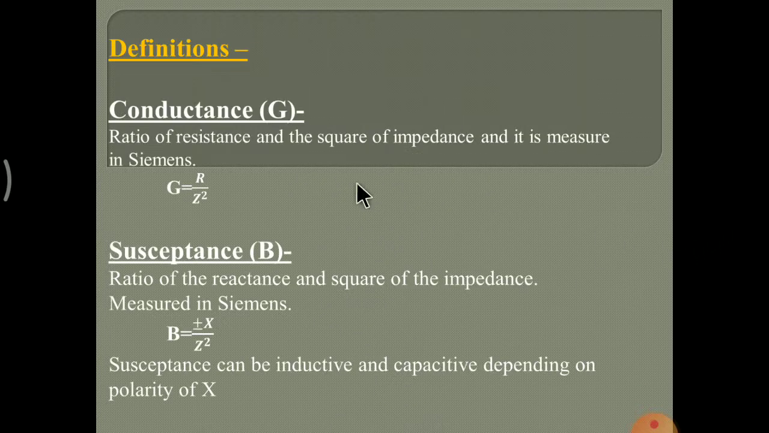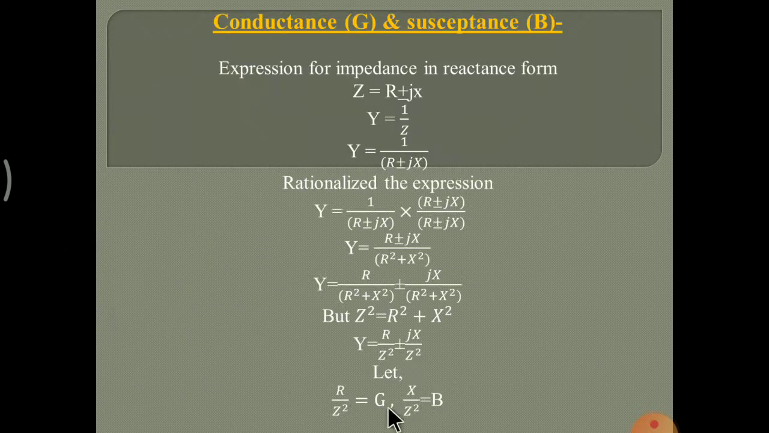Next, definitions. What is conductance and what is susceptance? First, conductance, denoted by G, is the ratio of resistance and the square of impedance, and it is measured in Siemens. We get the expression here: R upon Z square is equal to G, and X upon Z square is equal to B.